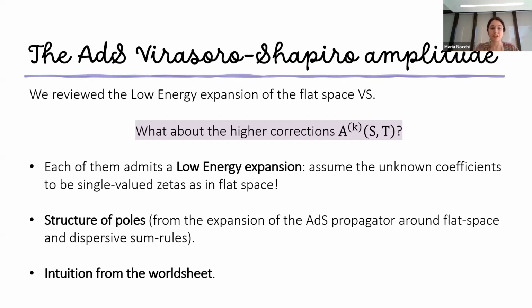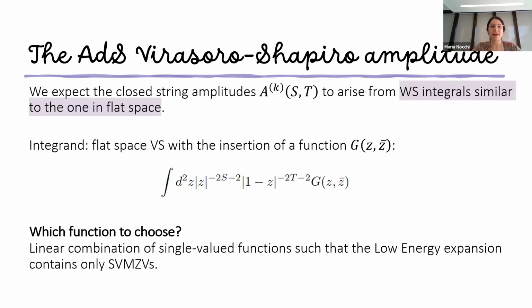Here we are interested more in how the intuition from the worldsheet plays in that. And we expect these closed string amplitudes Ak, that again are the corrections around flat space, to arise from worldsheet integrals similar to the one in flat space. So you take the integrand of Virasoro-Shapiro in flat space and you insert a function of z and z bar. Now we have to choose which function to insert. And the ansatz was a linear combination of single valued functions, such that the low energy expansion still contains only single valued multiple zeta values. And that is super constraining, actually.